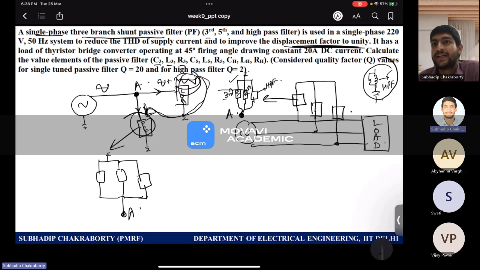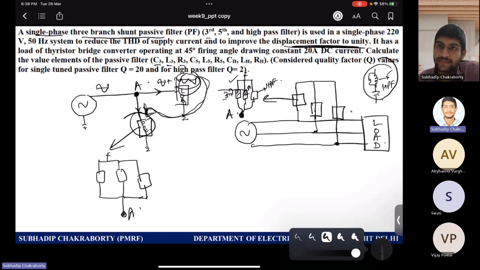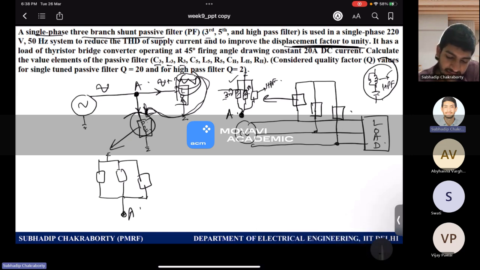The capacitance will dominate at power frequency, that means at a frequency equal to 50 hertz. The capacitors will provide the necessary reactive power required by the loads, such that your displacement power factor is close to 1. That means all the reactive power demand by the load is more or less cleared by the passive filters. That is this filter arrangement.